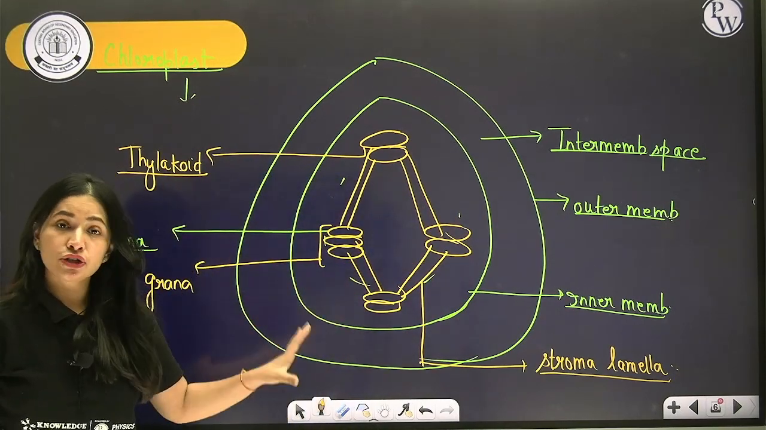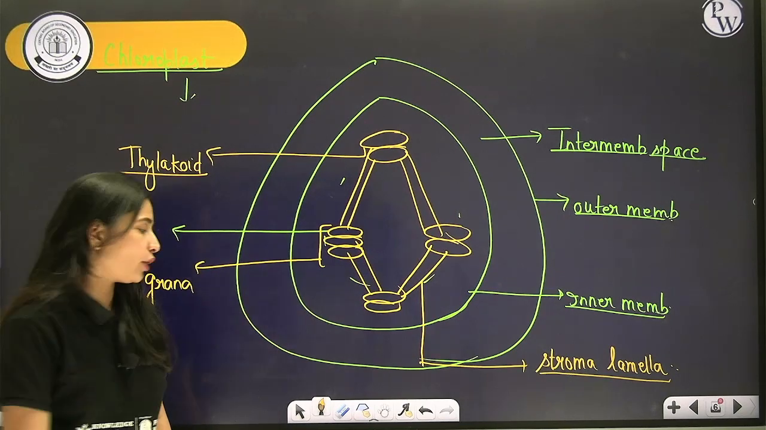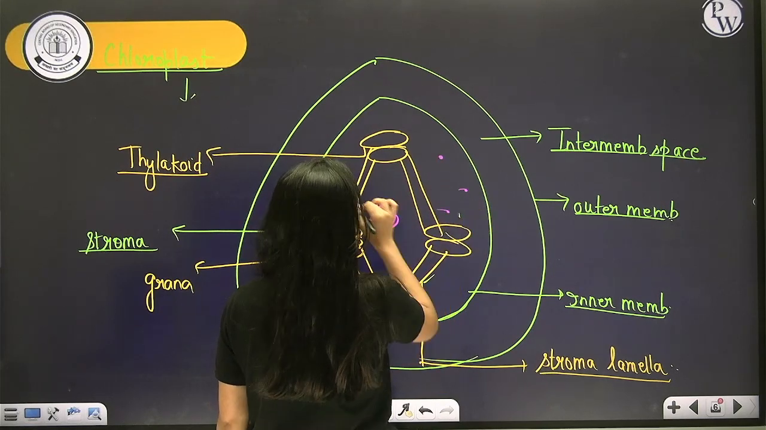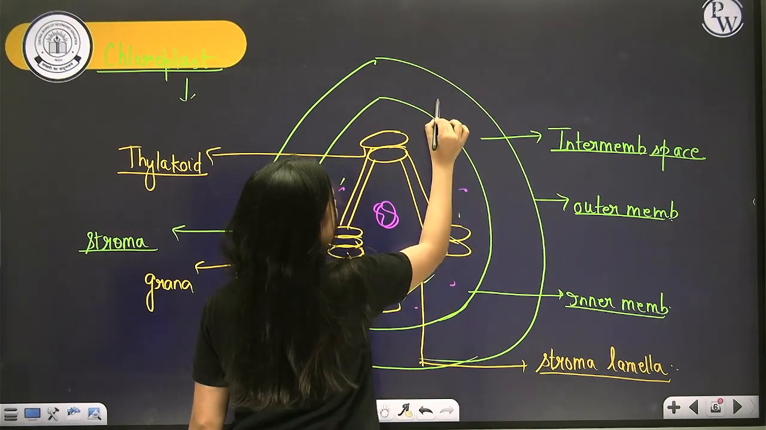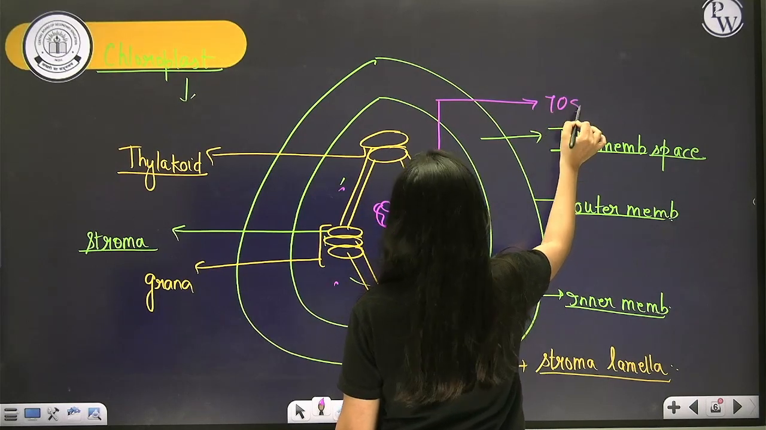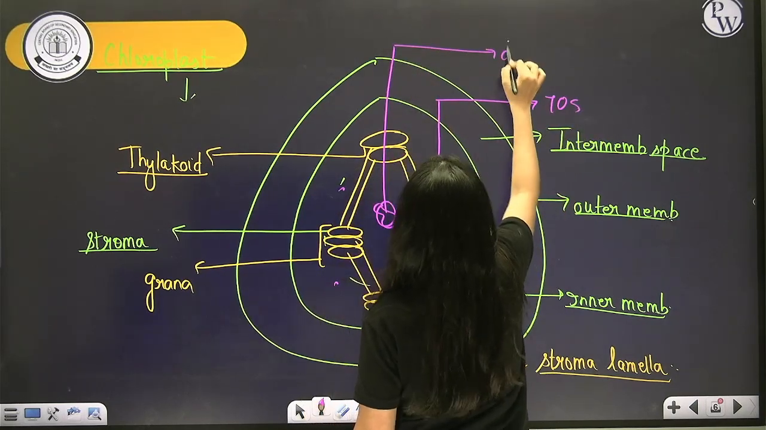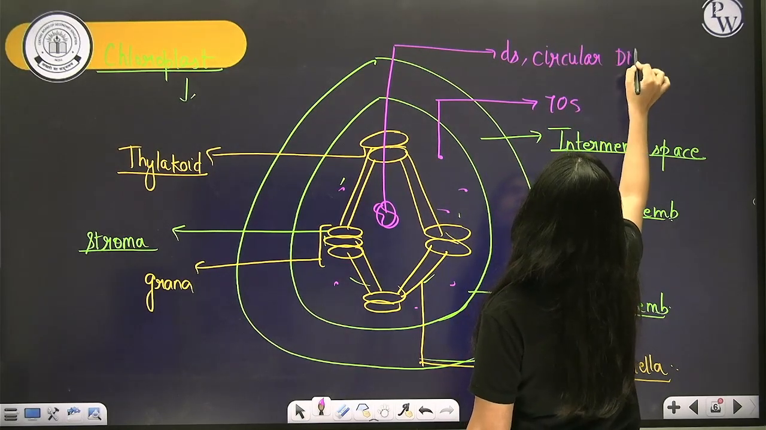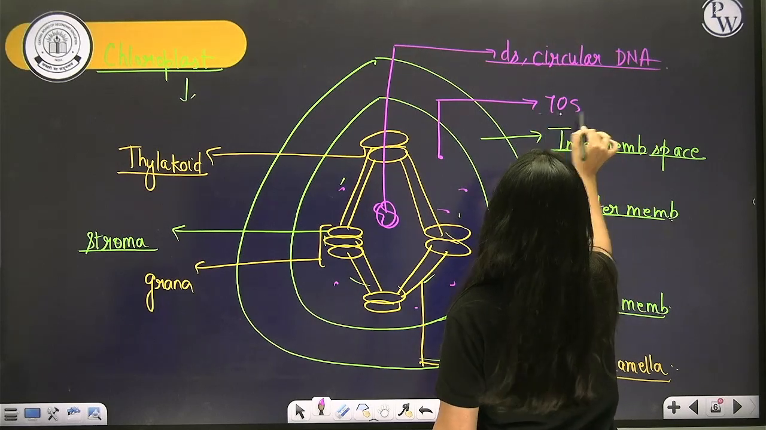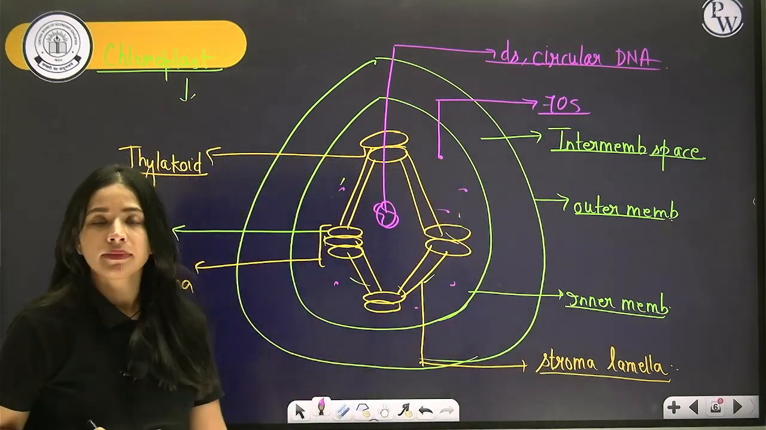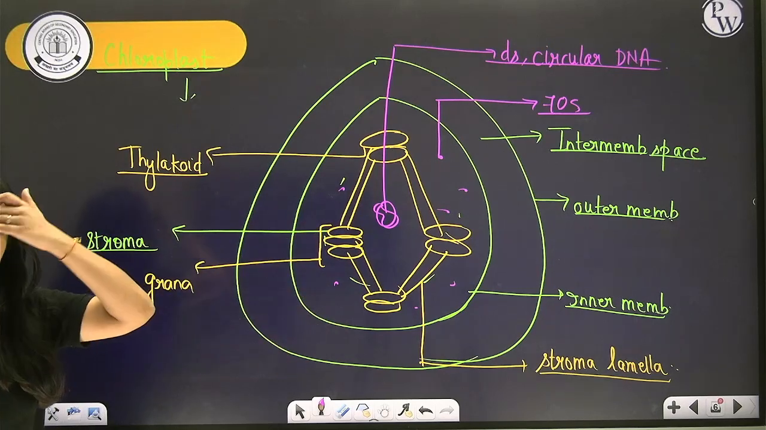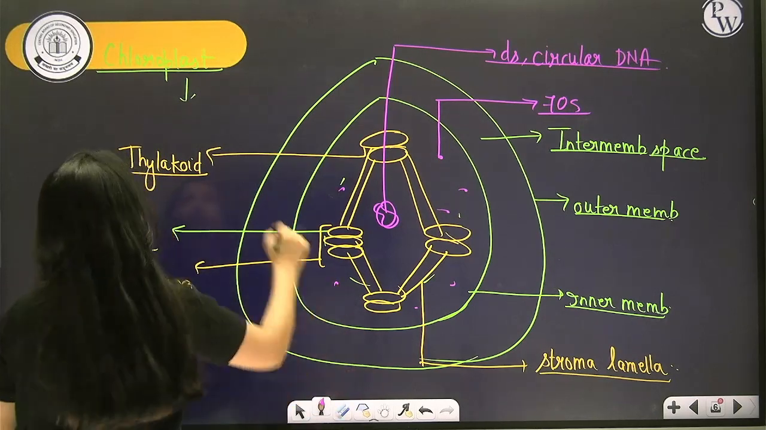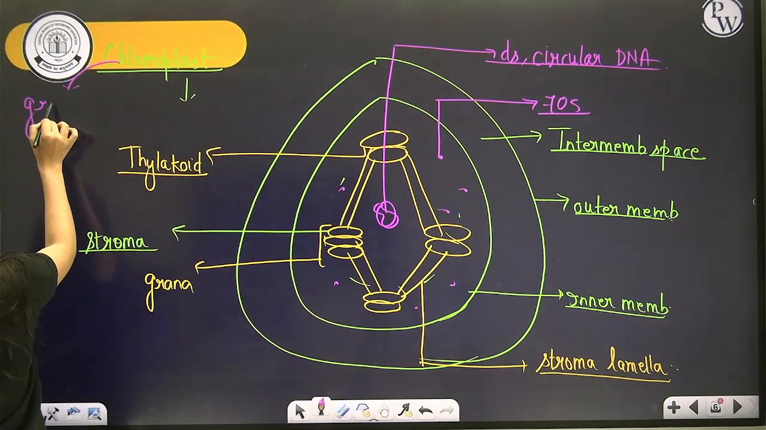Correct? Now this stroma, similar to that of mitochondria, also consists of its own double-stranded circular DNA and 70S ribosome. So they have 70S ribosome, plus they also have their own double-stranded circular DNA. Yes or no? Got my point? This is how a typical chloroplast looks. Their color is green. Why are they green in color?